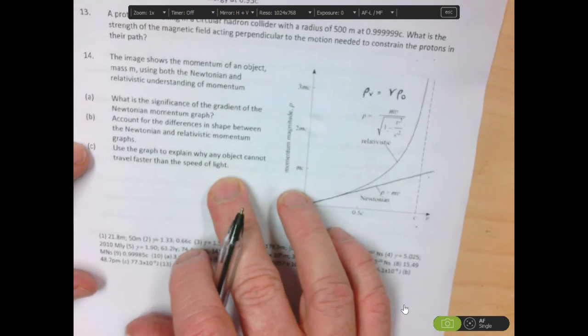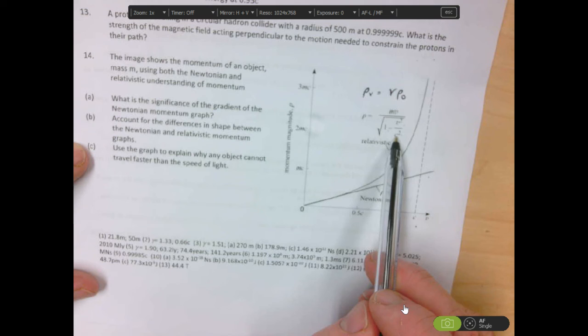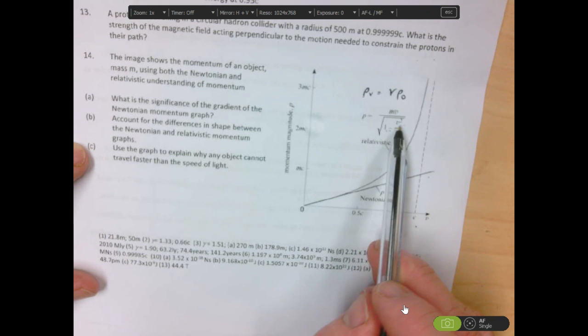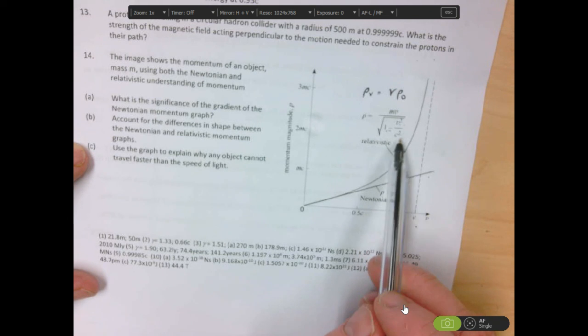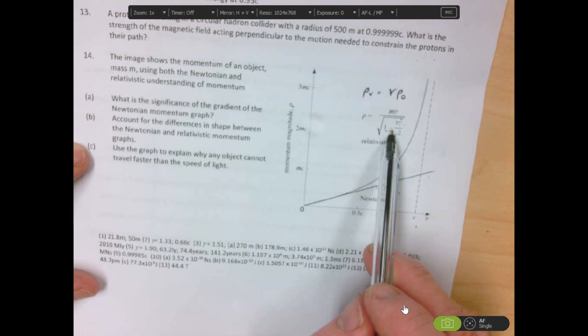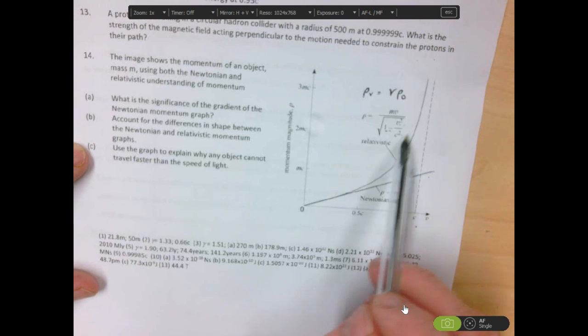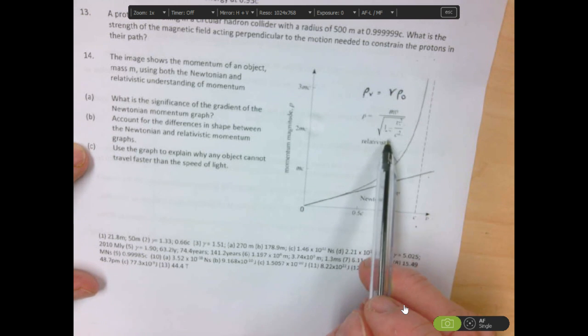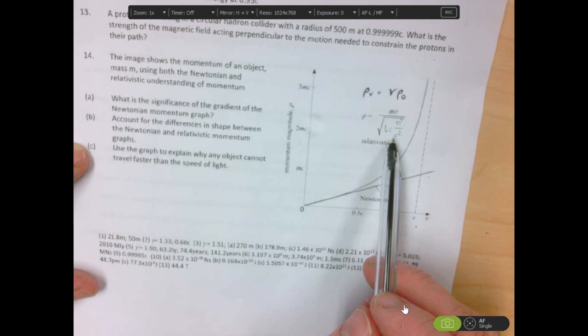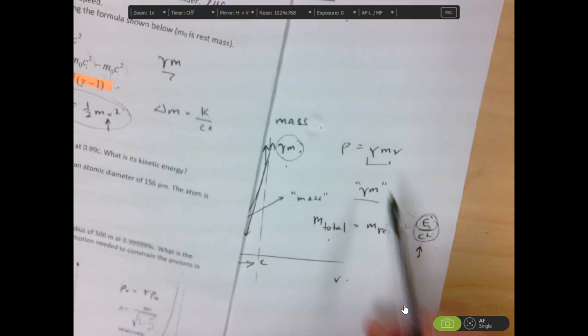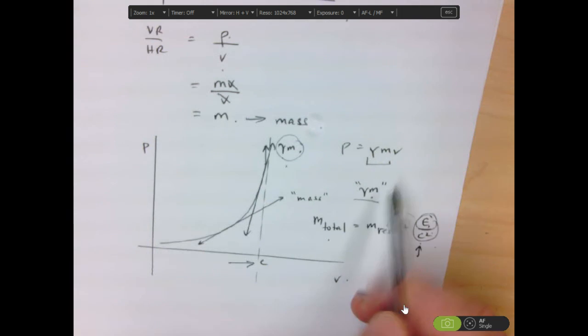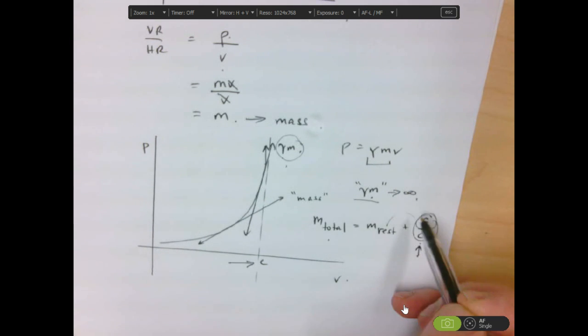As we approach the speed of light, this denominator here would be 1 minus c squared over c squared. Now, c squared over c squared is 1. You get 1 minus 1. So the momentum would be infinite. Okay? As a result, the gamma times m would also approach infinity.